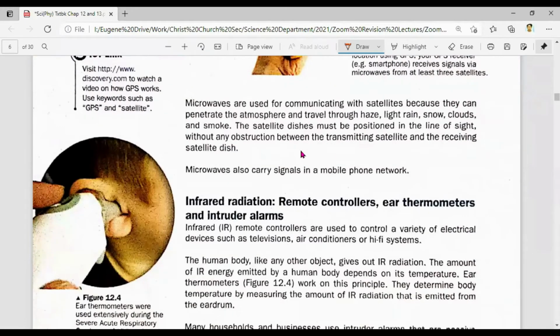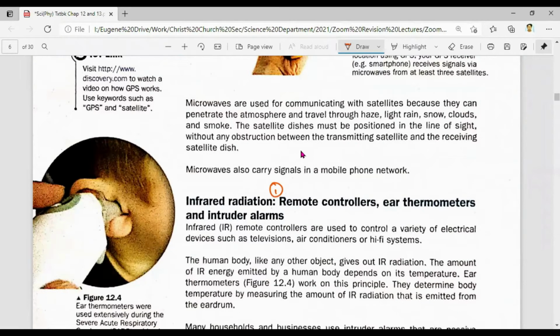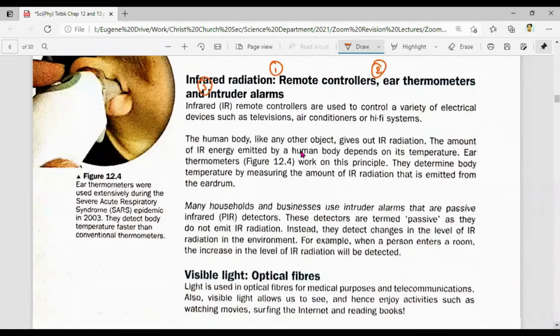Now, infrared radiation, this is the one that typically we have in our thermometer and our remote control. So remote controls for TVs and air cons and so on generally use infrared radiation. Your ear thermometer, or actually now we have the forehead thermometer, or we call it the infrared thermometer. This is also where the application of infrared radiation comes from. And the next one, intruder alarms. They actually use a motion sensor. So infrared radiation is used as a way to detect motion to activate the intruder alarms. Okay, so those are the few.